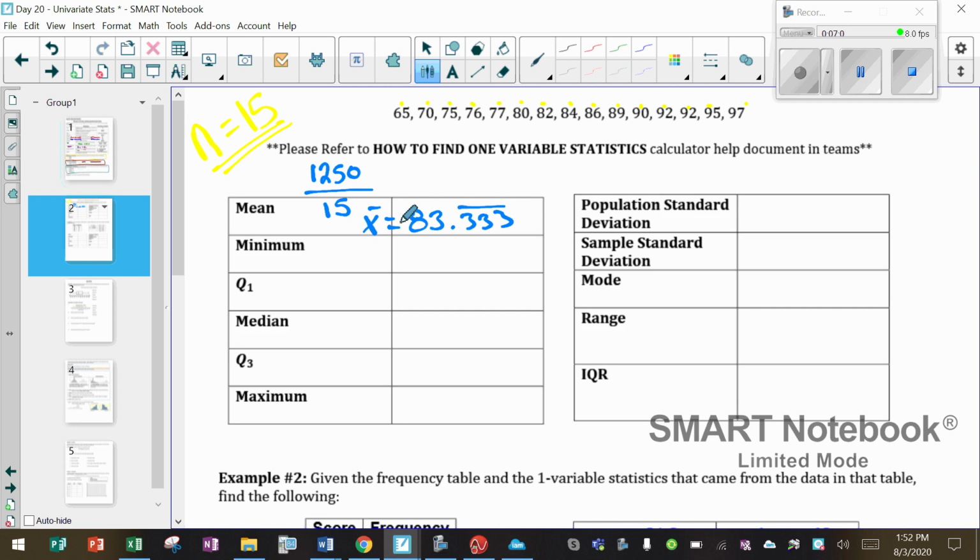Our minimum, the lowest number in our data set, the lowest number in our list is a 65. The highest number, our maximum, is 97.